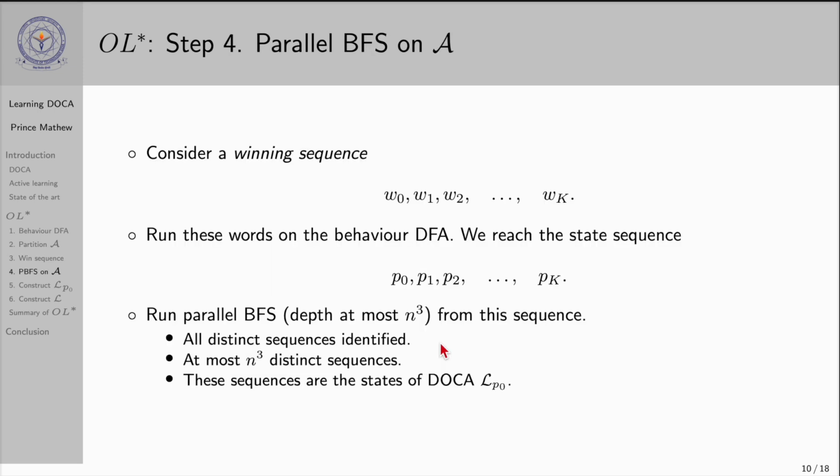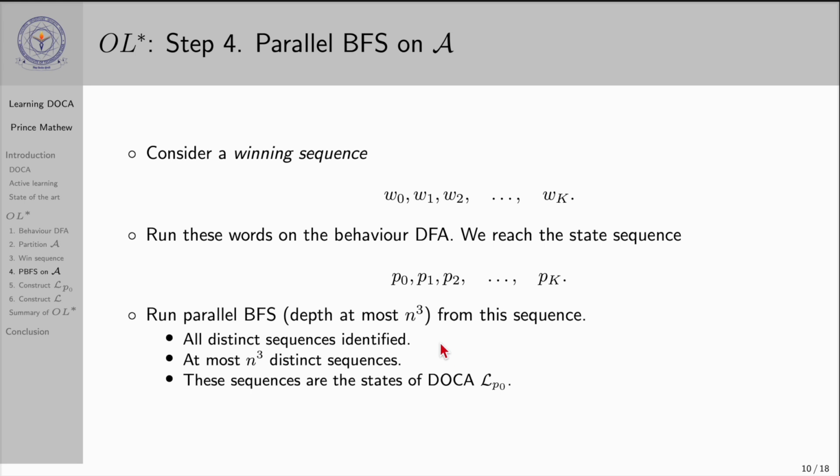Now consider a winning sequence W0, W1 up to Wk. You run these words on the behavior DFA. So we will reach some states P0, P1, P2 up to Pk. Now the next step is to run a parallel BFS from this sequence. So we will identify all distinct sequences and we prove that there are at most n cube such distinct sequences. So these sequences will form the states of the DOCA that we construct.